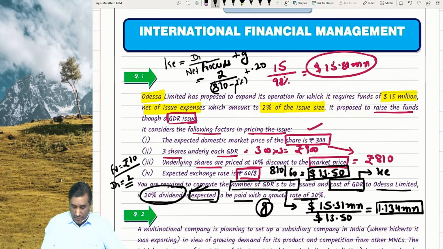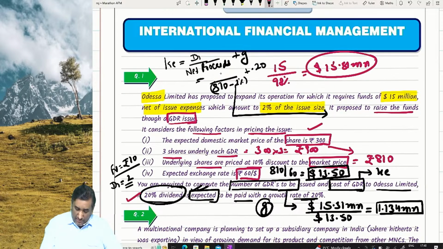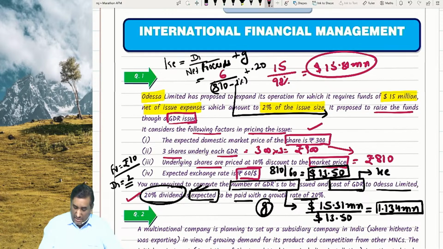So if I put these numbers here, my cost will be equal to, in fact, D1, do not put 2. Since you are putting with respect to 3 shares, and D1 is with respect to 1 share, 3 shares would be equal to 6. That will be 6 divided by 810 minus 2%, which is 793.8, plus growth rate of 0.20.